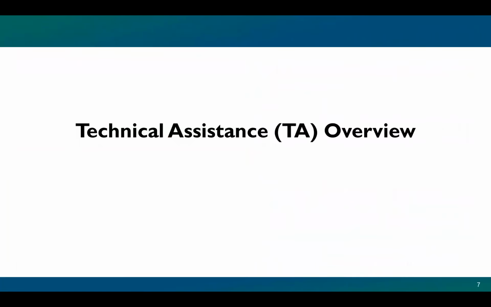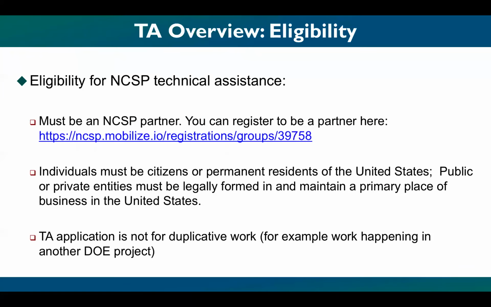Next we will go to the main focus, which is the technical assistance available from the NCSP. I'm just going to give an overview here. Let me start with eligibility. First, you need to be a partner in order to both receive technical assistance and to have access to the community platform. If you'd like to register, you can go to the NCSP community platform. You see this here.